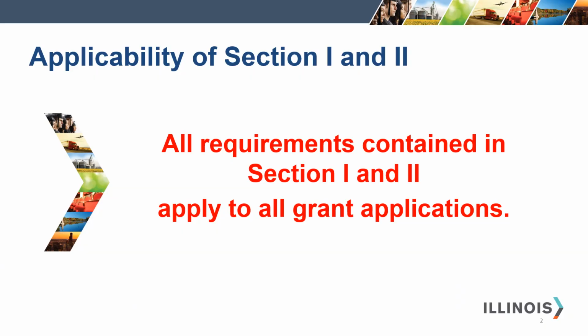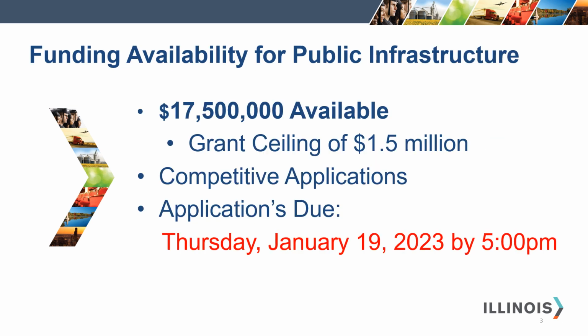It is important to remember that all information and requirements contained in Section 1 and Section 2 are applicable to all program grant applications. The available amount for public infrastructure awards funded by the 2022 CDBG award is $17,500,000. The grant ceiling for any singular grant is $1.5 million. All applications are competitive and will be awarded based on scoring from the highest score to the lowest score until all funding has been exhausted.